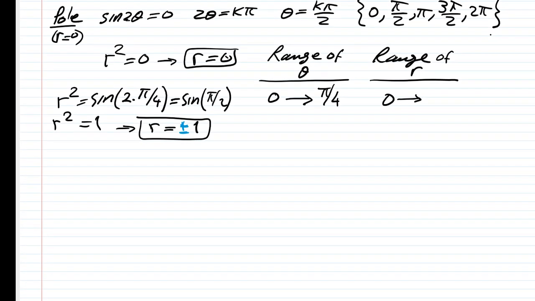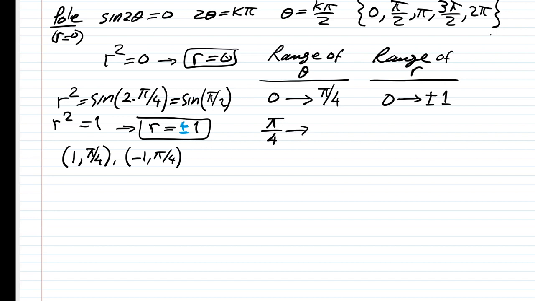So there are 2 points corresponding to that. One of them is 1 and pi over 4. The other one is negative 1 and pi over 4. So we actually have 2 points. Okay, and then I'm going to go from pi over 4 to pi over 2, my pole value. At pi over 2, I'm going to go from plus minus 1 to 0.